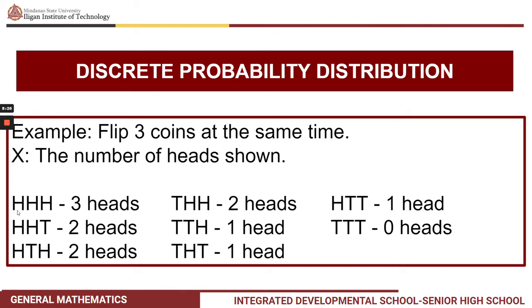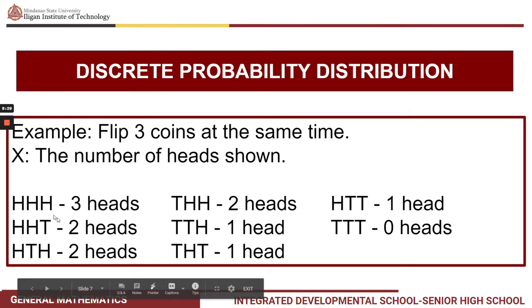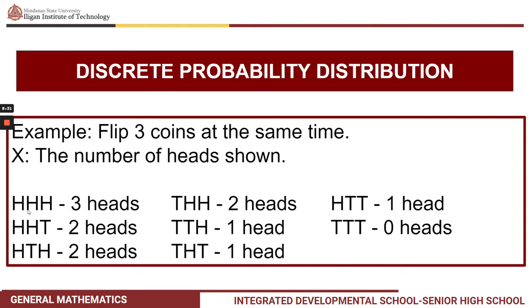These are the possible outcomes. If you got so lucky, heads, heads, heads, you got 3. 3 is the value of the random variable. So in this example, all you are concerned with is how many heads are shown. That's your random variable. So when all are heads, that is 3 heads. That's all you're concerned with.